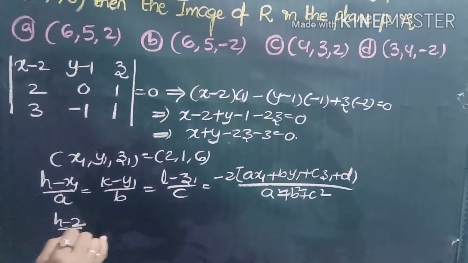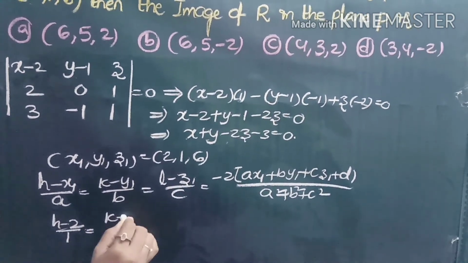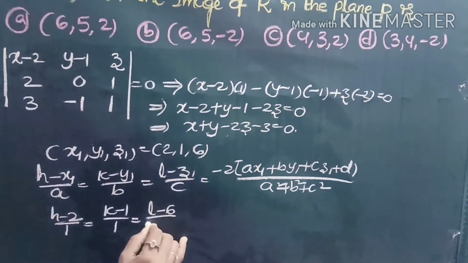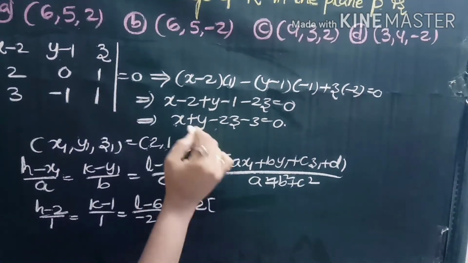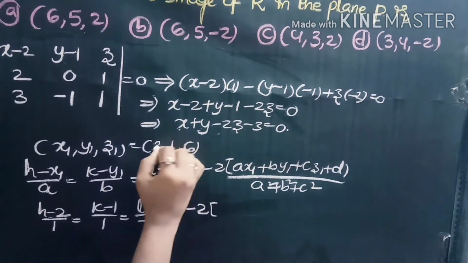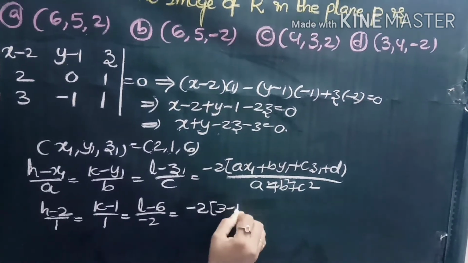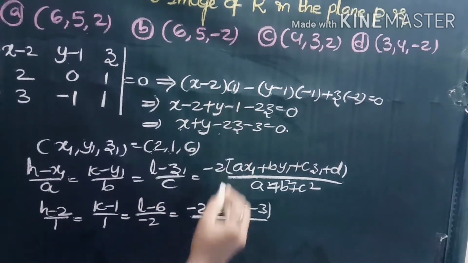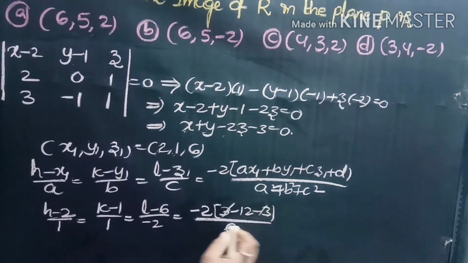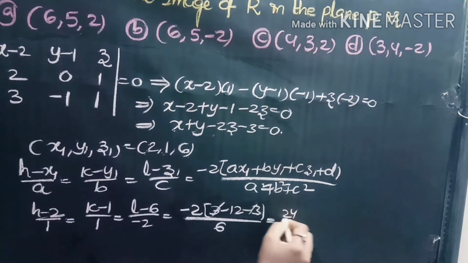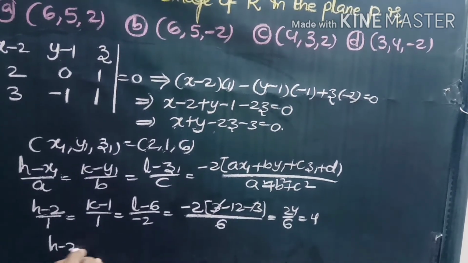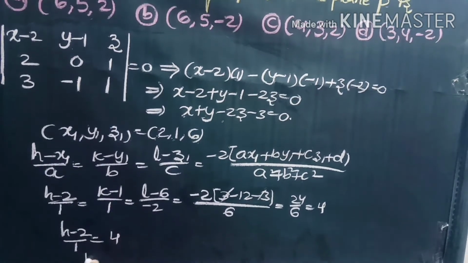So h minus 2 by 1 is equal to k minus 1 by 1 is equal to l minus 6 by minus 2, is equal to, substituting the point (2, 1, 6) in the plane equation, that is 2 plus 1, 3 minus 12 minus 3, over a square plus b square plus c square, 1 plus 1 plus 4, that is 6. Now this is equal to 24 by 6, and 24 by 6 is equal to 4. That is h minus 2 by 1 is equal to 4. Then h is equal to 4 plus 2, that is 6.